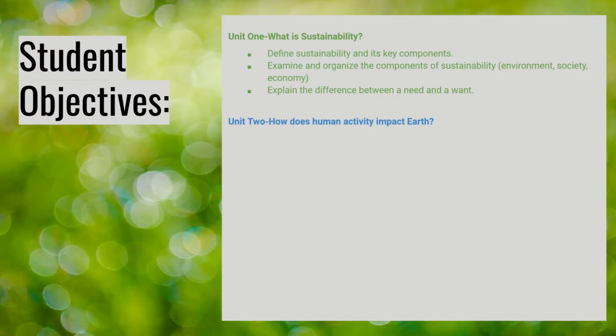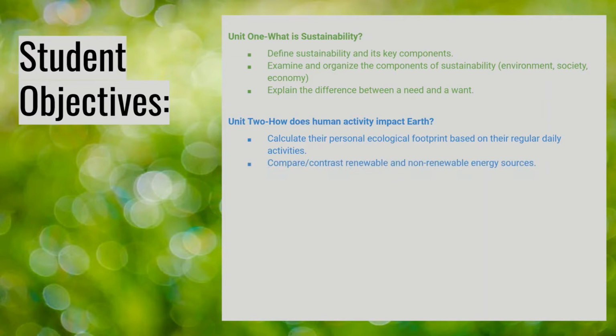In the second mini unit, they'll look closer at how human activity impacts Earth's resources. They'll calculate their personal ecological footprint using their daily activities, and then compare and contrast our energy resources for both renewable and non-renewable. In the last mini unit, they will look at how we can alter our practices, cultures, and laws as a planet to ensure that there's a sustainable future.